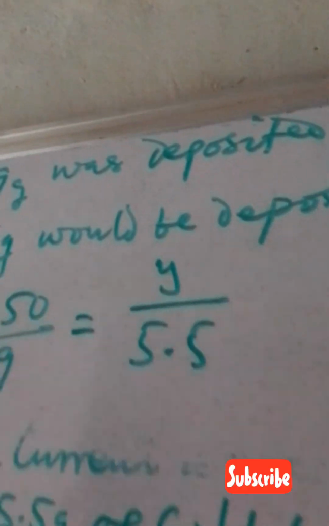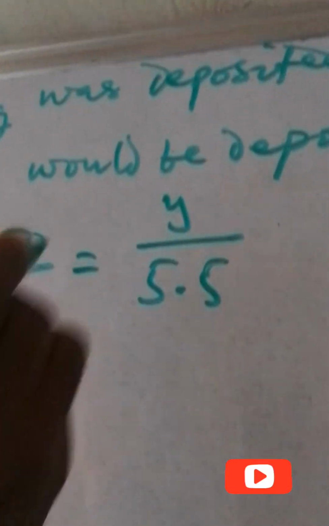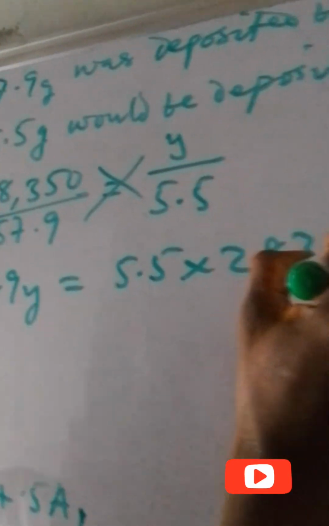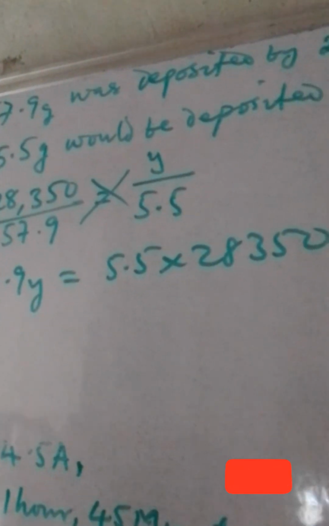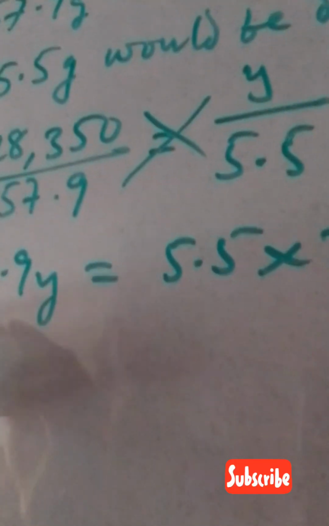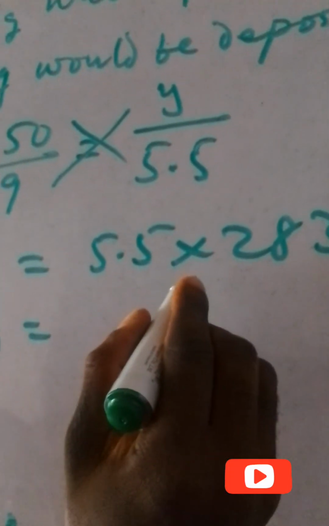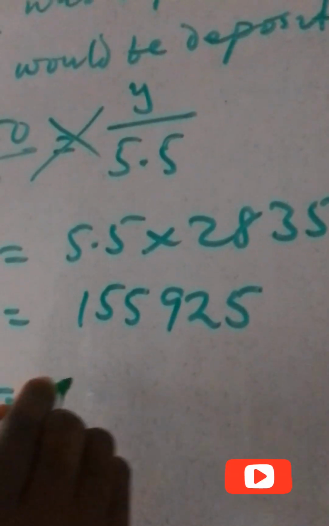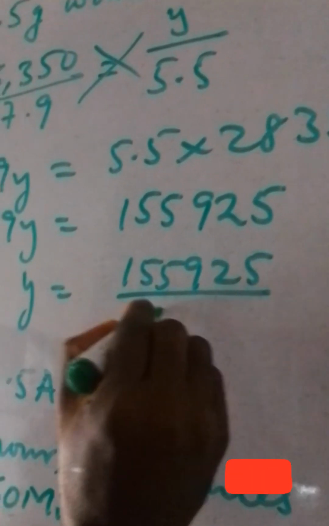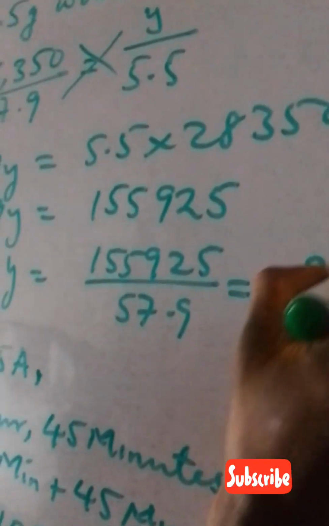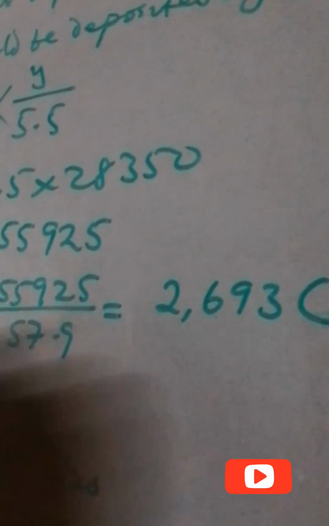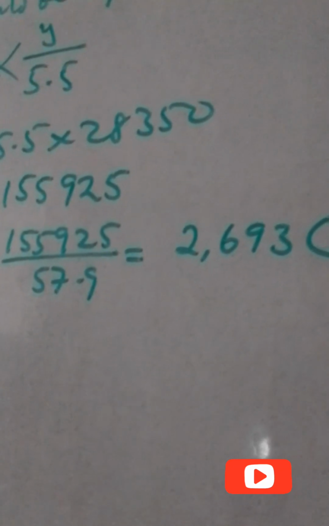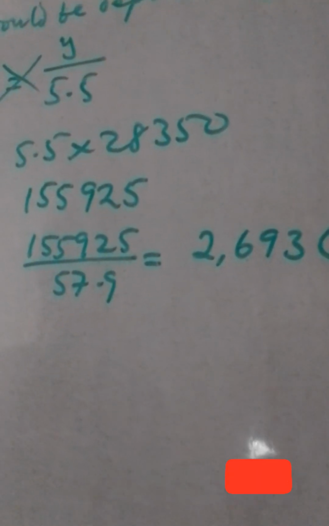So to find Y, we clear the fraction. 57.9Y will give you 5.5 times 28,350. So having got that, if you multiply these two, you are going to get 155,925. So Y will give us 155,925 divided by 57.9. We are going to get 2,693 coulombs of electricity. So this is the amount of electric charge required to liberate 5.5 grams.